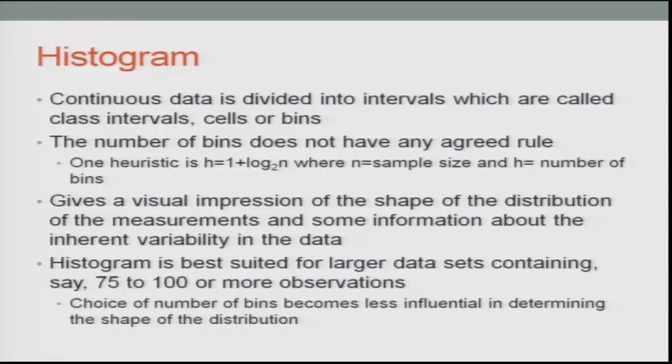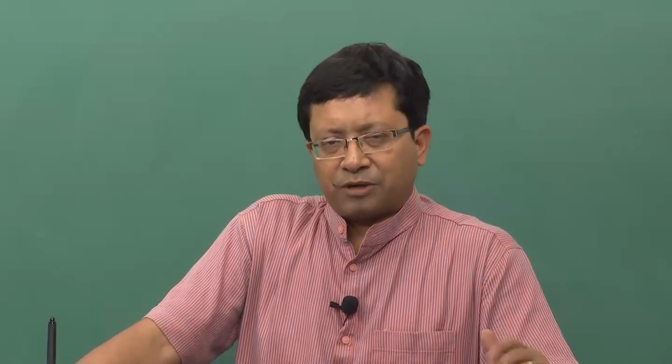The number of bins does not have any agreed rule. But technically, one of the heuristics is as given here, where the number of bins h is equal to 1 plus log to the base 2 of n, where n is the sample size and h is the number of bins which you want to have. Without going into the rules, it depends on your experience, based on which you divide the data into bins, try to understand what type of distributions would be used and what analysis you can do from the data, so that it gives you some idea from the quality perspective.